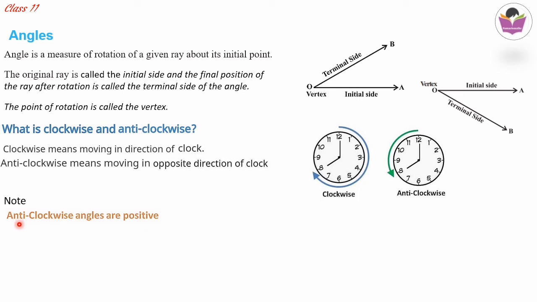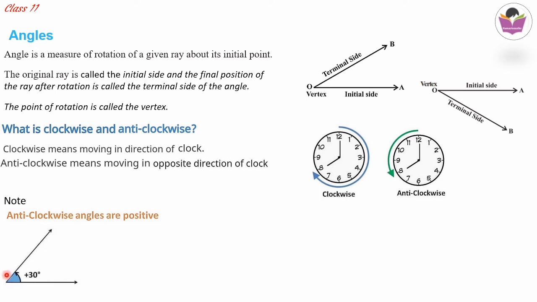The next point: anti-clockwise angles are positive. This is a very important point. If you measure an angle in the anti-clockwise direction, it is a positive angle. For example, when we measure this angle, we mark it as positive, and if you measure this angle, in the clockwise direction, we mark it with a negative sign.